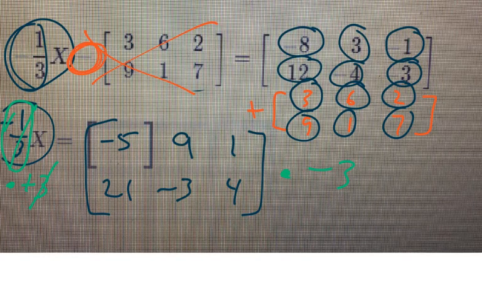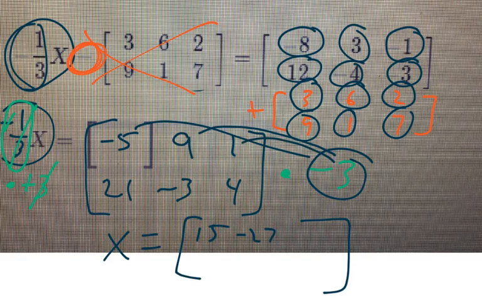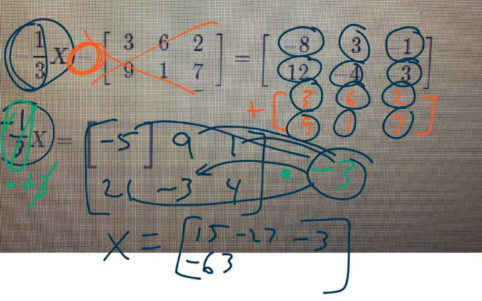All right. So we know that matrix X is going to equal negative 3 times negative 5, positive 15. Negative 3 times 9, negative 27. Negative 3 times 1 is negative 3. Negative 3 times 21 is negative 63. By the way, guys, you know what you're really practicing? The distributive property. Some of you guys need to practice. We're going to do it in terms of matrices, though. Negative 3 times negative 3 is positive 9. Negative 3 times 4 is negative 12.